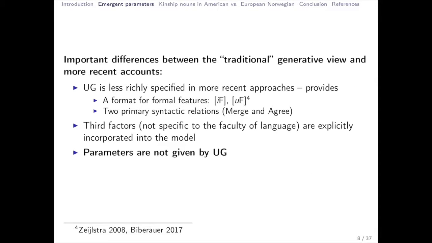So some of the most important differences between the traditional generative view and more recent accounts is that UG is less richly specified in the more recent approaches. At least in some works, UG only provides a format for formal features and two primary syntactic relations. Also, as I mentioned, third factors that are not specific to the faculty of language are now explicitly incorporated into the model. And importantly, parameters, that's the word missing here, but parameters are not given by UG.